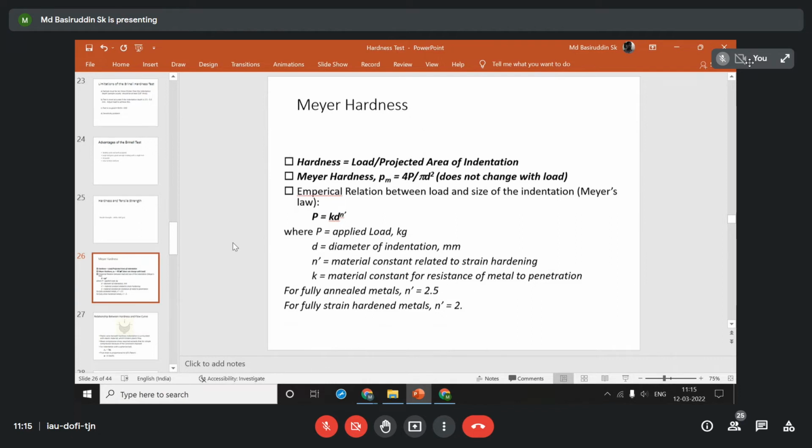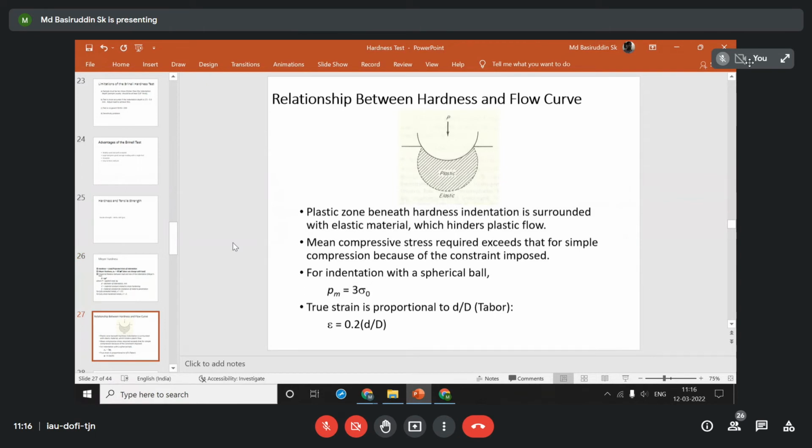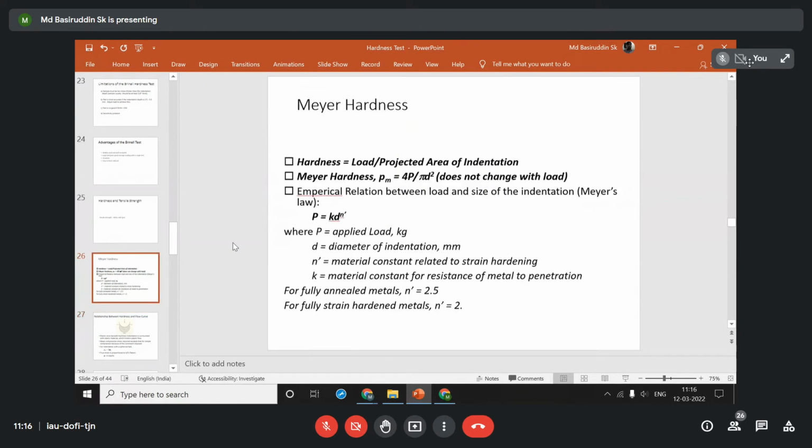If you plot the load variations on the y-axis and the variations of the indentation diameter on the x-axis, then you will find that the load varies nearly equivalent to the load variation for the tensile test. So please go through the book for details, where this sort of graph shows how the load generally varies for the Meyer hardness test as well as for the tensile test.